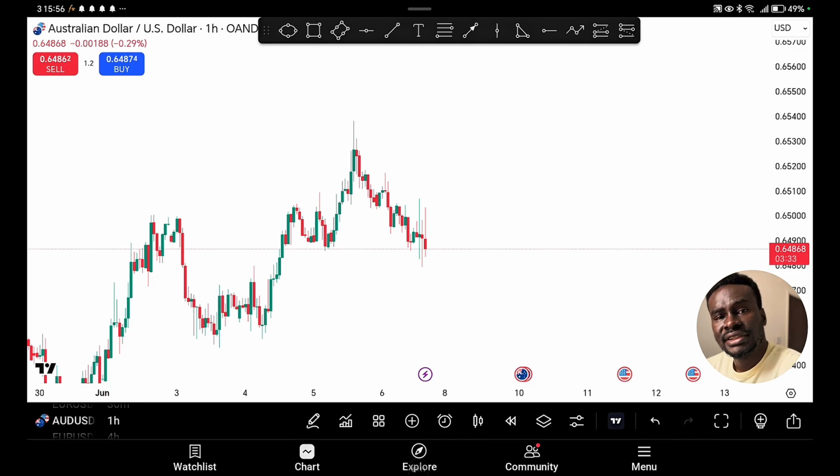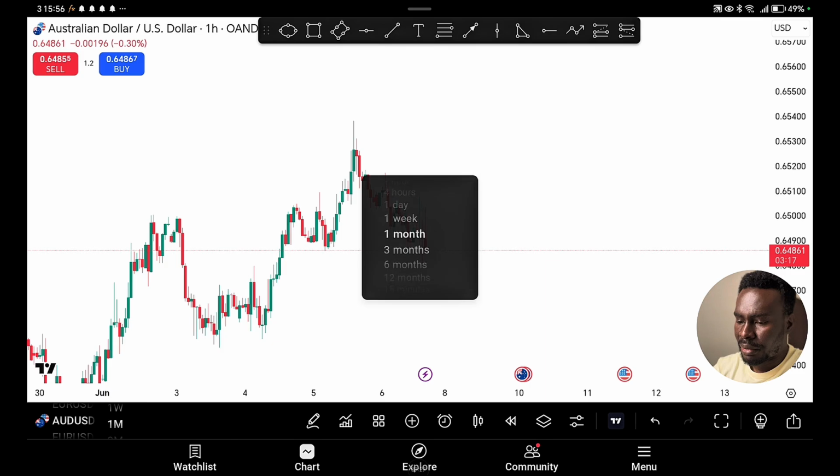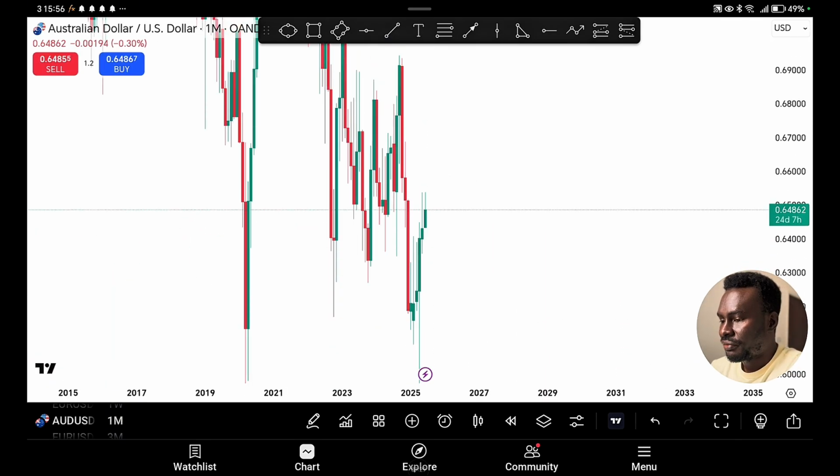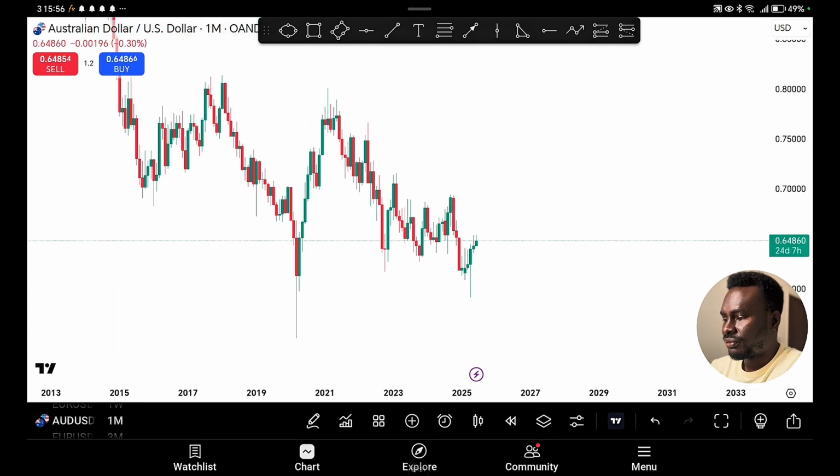Because of my trading style, I'm a swing trader, so I will tell you how my trading style goes. I usually use the monthly time frame as my bias time frame. So my bias time frame is the monthly time frame. That's where I go to know the direction of the market. So in this case, this is AUD/USD. So I'll just go straight to the monthly time frame. So this is AUD/USD. I've come to the monthly time frame.